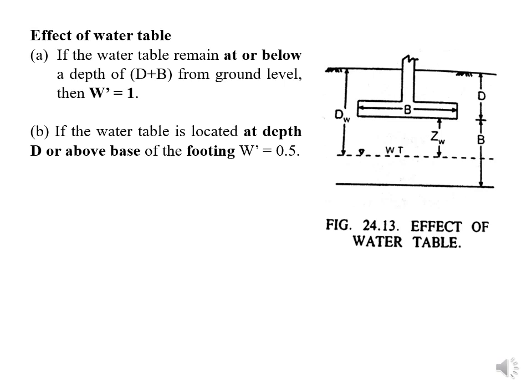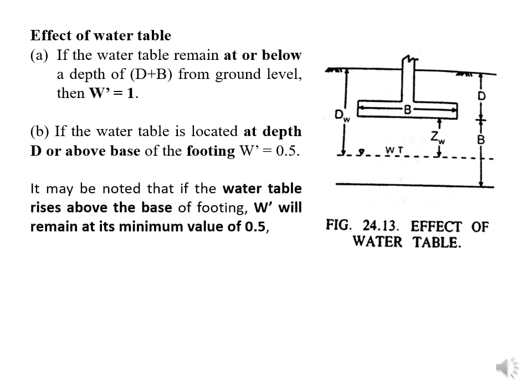If the water table is located at depth D or above the base of the footing, what shall we do? We shall take the value of W dash equal to 0.5. But it may be noted that if the water table rises above the base of the footing, W dash will remain at its minimum value of 0.5. In the second component, we are talking about the third component. W dash is incorporated with the third component.